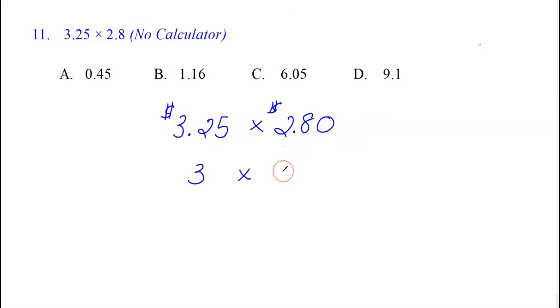$2.80 is really close to $3 as well. 3 times 3 equals 9. The answer choice closest to 9 is D, and you move on. However, you might want to know how to do this to get the exact answer, so I will show you.